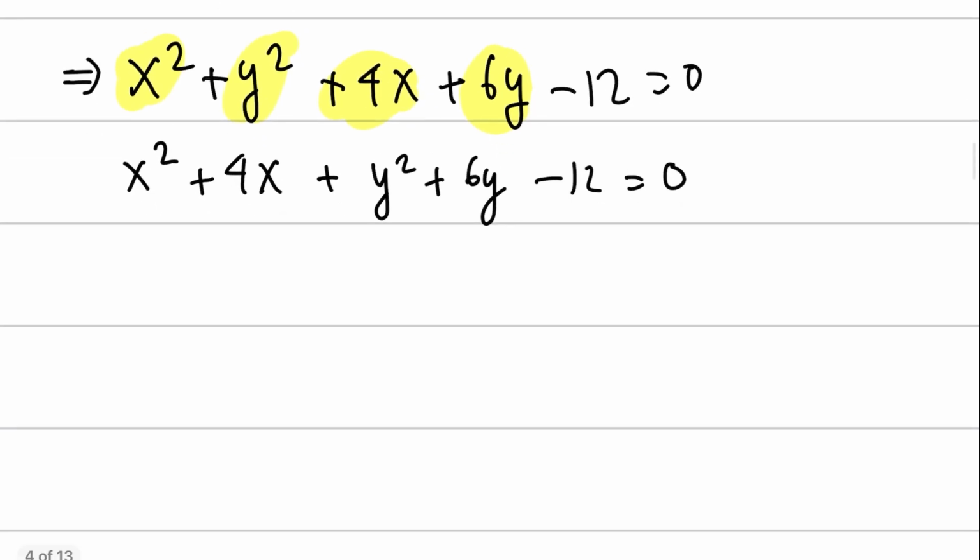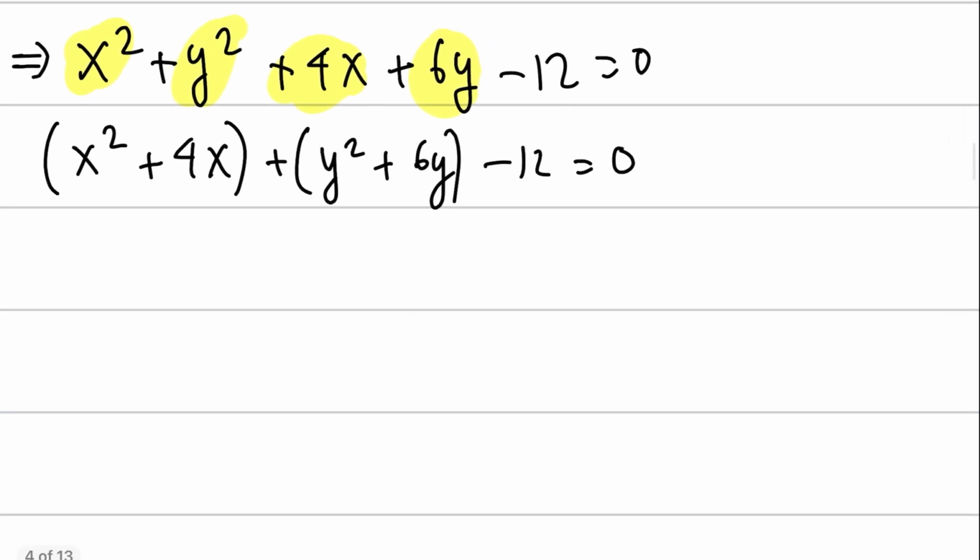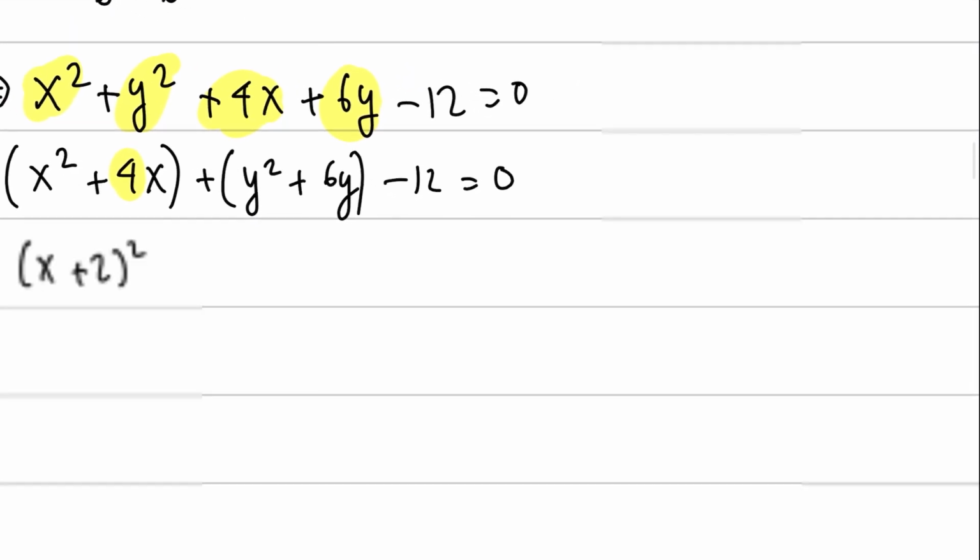So we have two quadratics to be completed. Let's do it. The first one, we have x squared plus 4x. So we divide 4 by 2, and we will get x plus 2 squared. Right? And after that, we expand. x plus 2 squared equals x squared plus 4x plus 4. So we have an extra 4 here, but we don't have an extra 4 here. So we have to subtract 4.